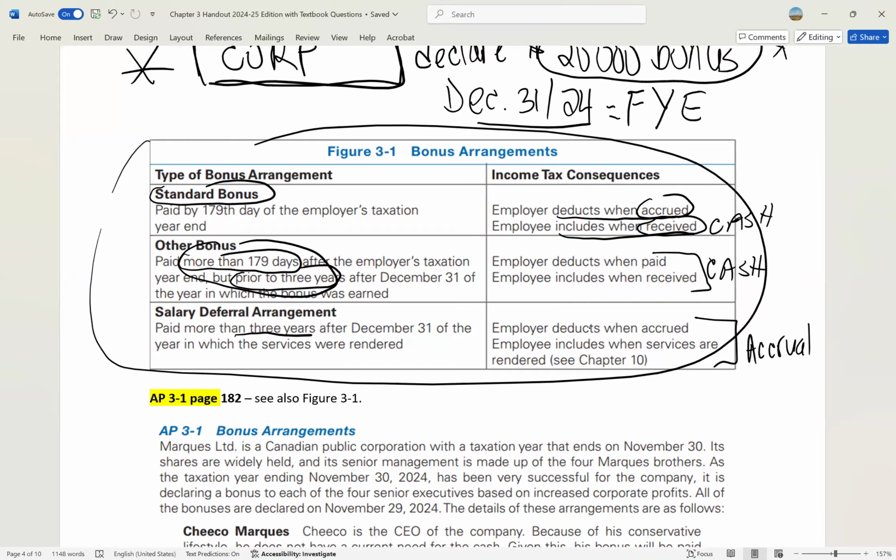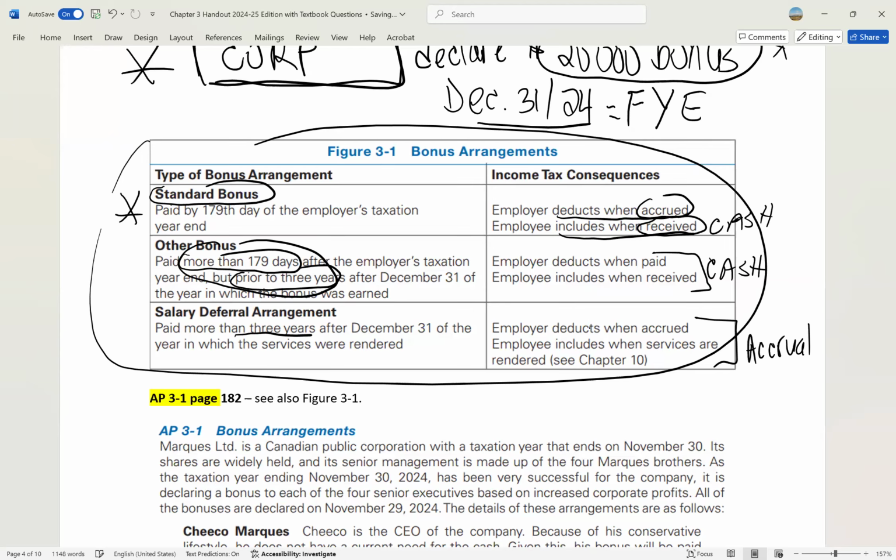So these are the rules that are in place, and it's basically trying to prevent companies and their employees from coming up with sneaky ways to try to get the deduction for the employer now, but delay the inclusion for the employee until a later point in time. Most of the time, you're going to fall into the standard bonus here.